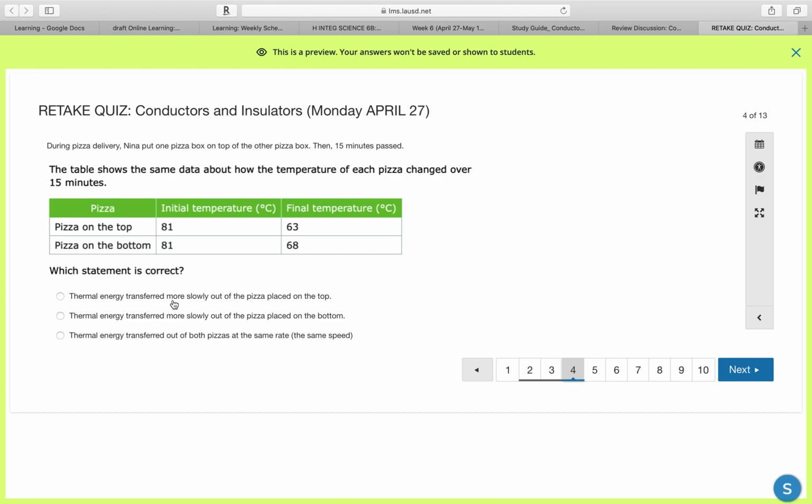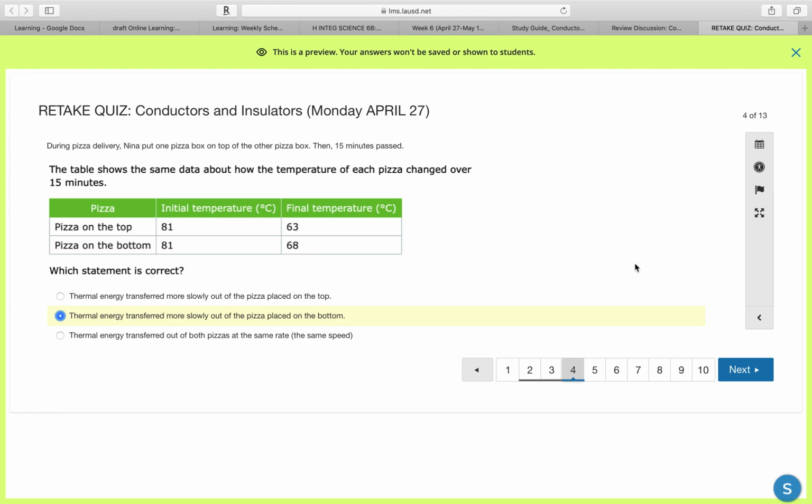Thermal energy transferred more slowly out of the pizza placed on the top. This one's wrong because the pizza on the top got colder faster. That means thermal energy transferred out of it faster. Now, thermal energy transferred more slowly out of the pizza placed on the bottom, and that's correct. Thermal energy transferred more slowly, that's why it's at a higher final temperature.